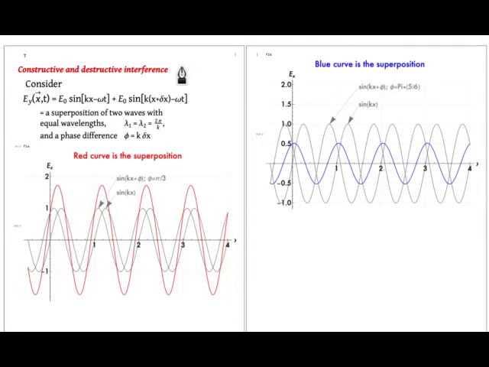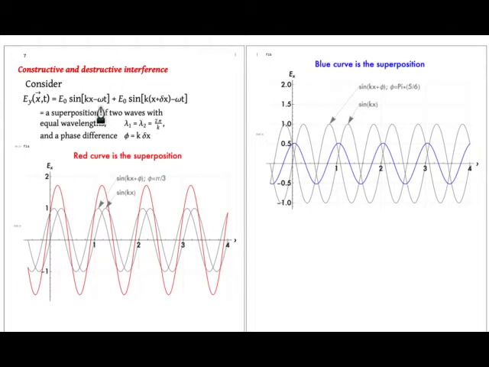Constructive and destructive interference. Let's take the electric field, E0 sine kx minus omega t, in the y direction. So that will be E sub y. E sub y is E0 sine kx minus omega t. So that's the plane wave that we had last week.